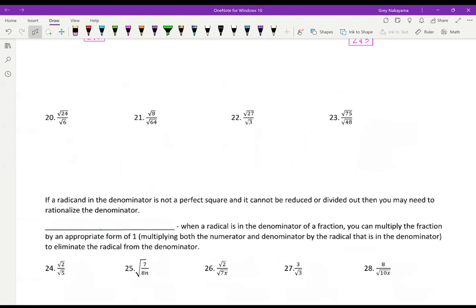Number 20 says the square root of 24 over square root of 6. Okay, y'all, we've been separating them all along. You can bring them back together. That's just the square root of 4. And the square root of 4 is 2.